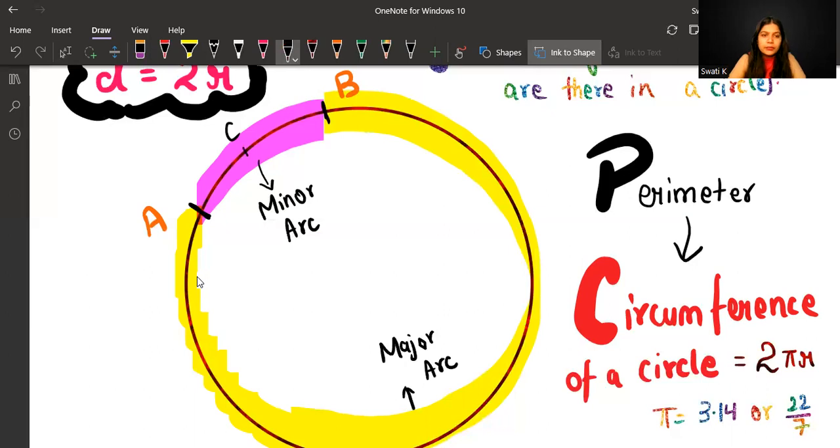Imagine C. So this ACB is an arc. There is a symbol for the arc. Of course, you can see there's a curved line, so you just need to put a curved line over here. That is ACB. Now you don't even have to use the word minor because it is very clear that you're talking about the pink part only. So ACB is the minor arc.